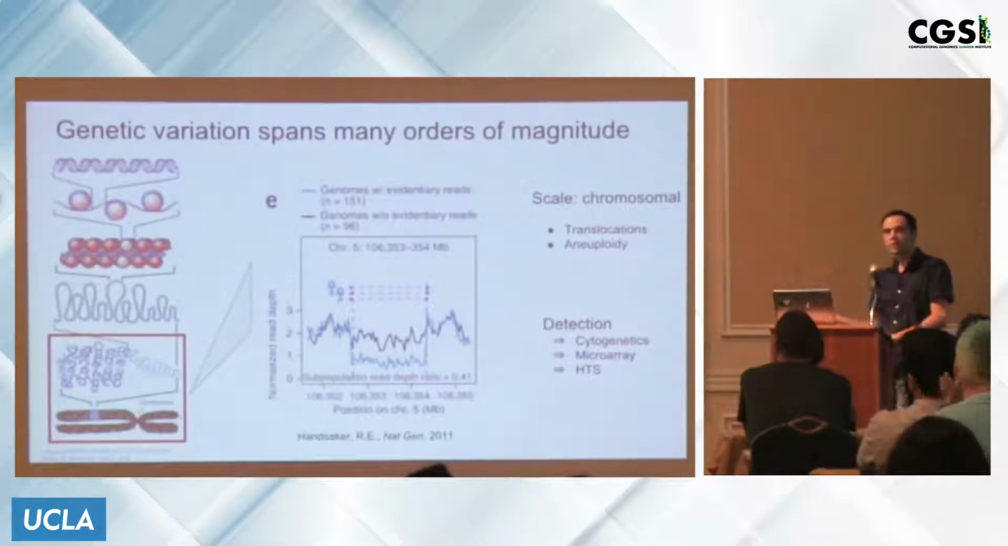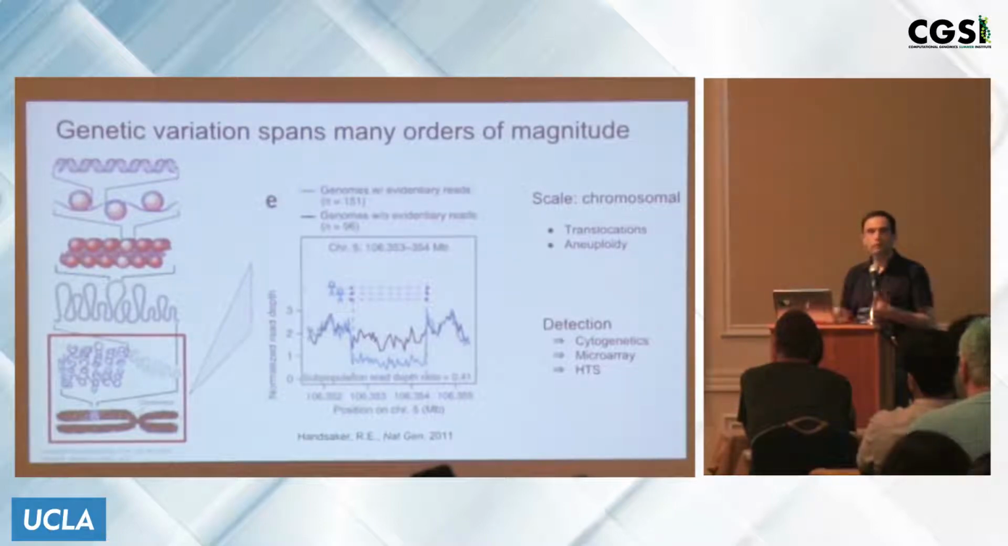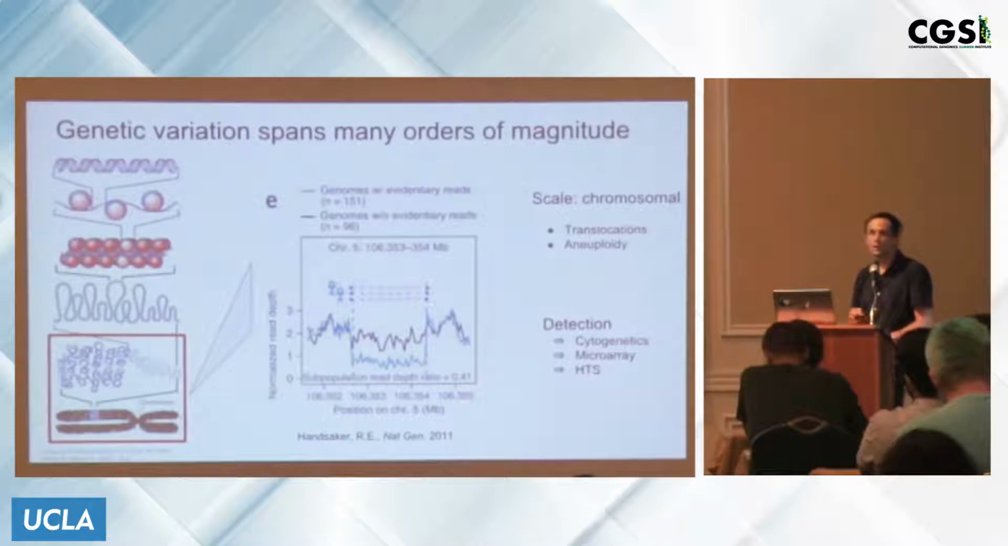And then on the very largest end of the scale of variation is what I call chromosomal scale. So this is large-scale, multi-megabase copy number gains and losses. And this is actually something that can be detected with many different techniques, all the way from cytogenetics through to high-throughput sequencing. Most recently, this type of variation has been detected most commonly using read depth-based methods in high-throughput sequencing.